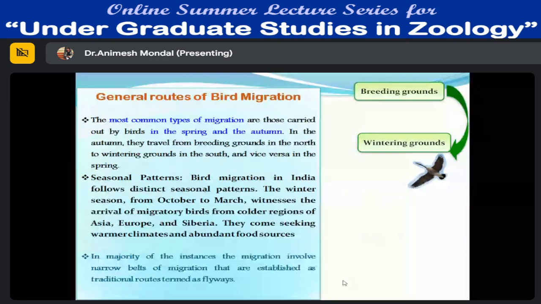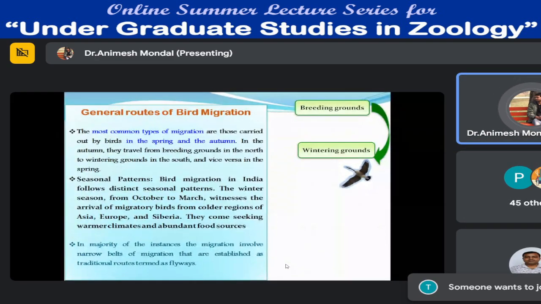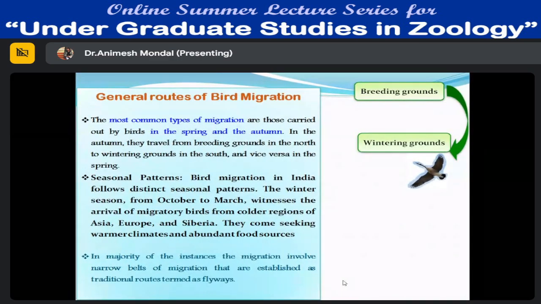Because in this season, due to extreme cold conditions, that area is inhospitable for that particular bird, so it cannot ensure its survivability. So for ensuring its fitness and survivability, it has to move from one place to another. This place it moves to is known as the wintering ground, and wintering grounds are often found in the south, because that region is abundant with food and other resources.